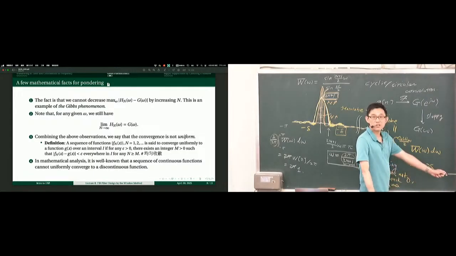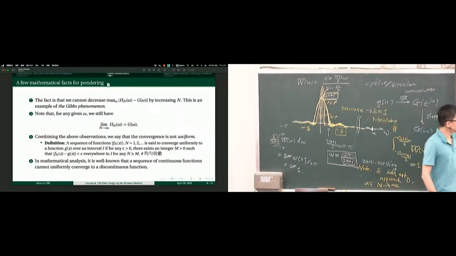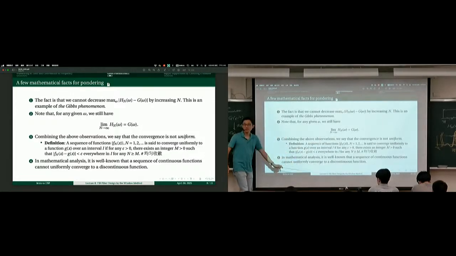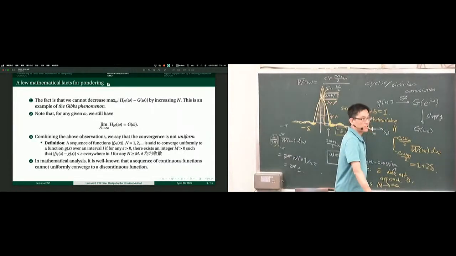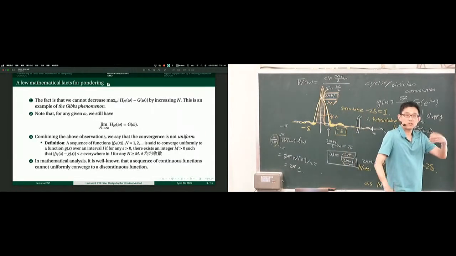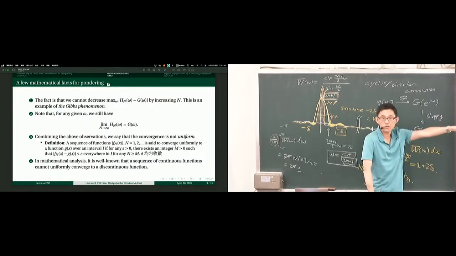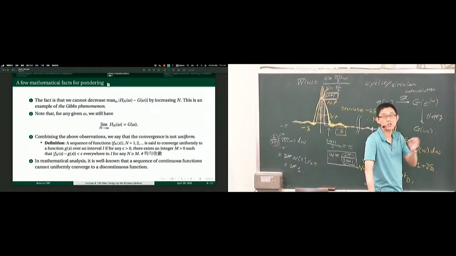And how do we apply this concept in our context? This is a theorem, okay? Any sequence of continuous functions, let's say each h_n is continuous, then the limit cannot converge to a discontinuous function uniformly. A sequence of continuous functions, when it converges to a final function, if the convergence is uniform, then that final function also needs to be continuous.